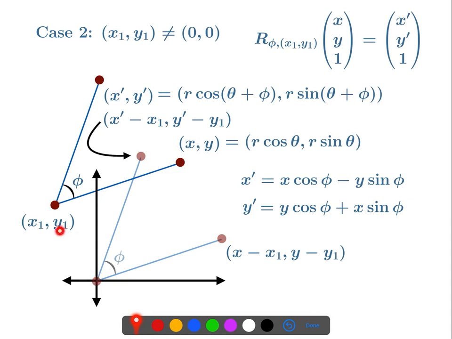I have to subtract x1 and y1, so I need to do this with all of them. I subtract x1 and y1 from xy, and I get this. And similarly here, x prime y prime is going to become x prime minus x1, y prime minus y1, because I want to translate that by the same amount too. So this is really the same picture down here that we have up here, just translated.